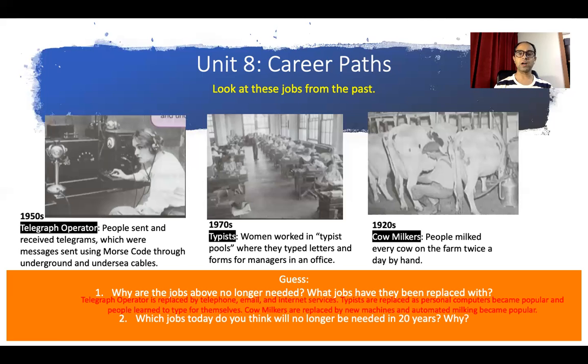And third one, cow milkers. That's replaced by machines and automated milking. So machines can milk cows, plus it's automatic. So in 1 hour, they can milk hundreds of cows. Okay, so this is how technology is replacing the way people work.